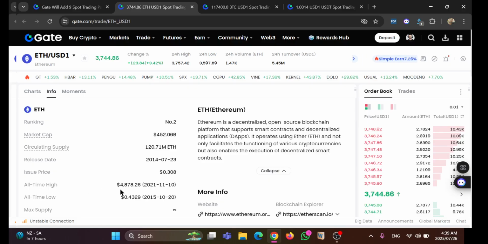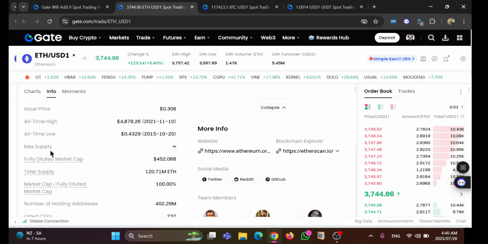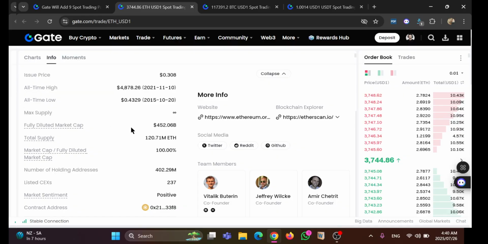All-time highest market price of Ethereum is 4,878.26 USDT. It was issued on 10 November 2021. All-time lowest market price of Ethereum is 0.439 USDT, and it was issued on 20 October 2015. Maximum supply of Ethereum is infinite, and fully diluted market cap is 452.06 billion USDT.